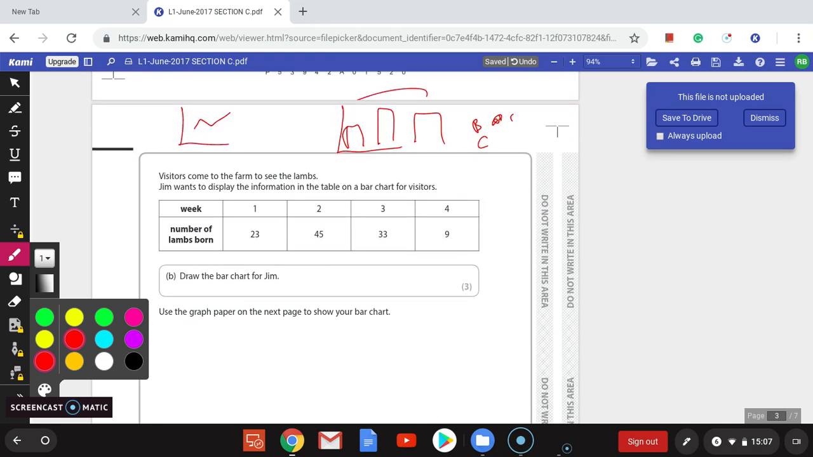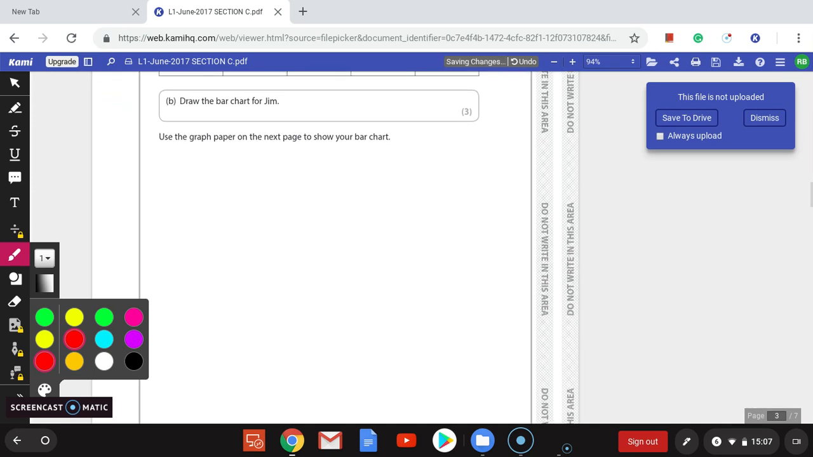Okay, so we can count 1, 2, 3, 4, 5 lambs, which means we're going to use a bar chart. Okay, the next thing you need to think about with a bar chart is, let me just give you a quick example. This is not a bar chart.